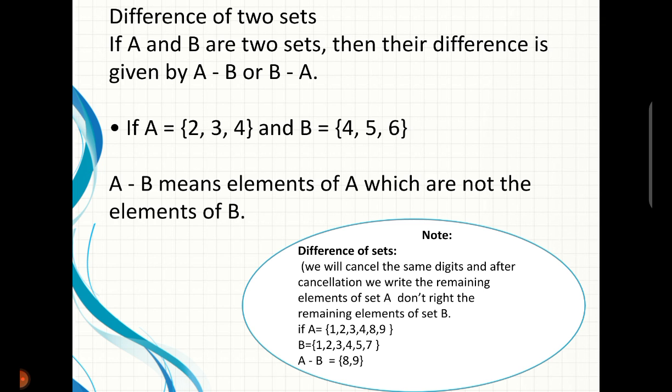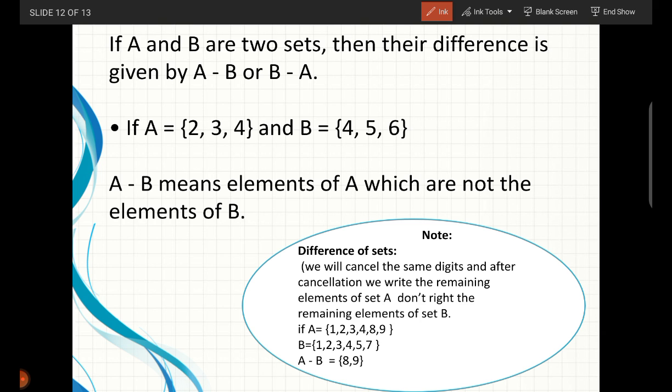Now we have one example. If A is equal to 2 3 4 and B is equal to 4 5 6. When you have to find the difference of two sets, you have to cancel the same digit, and after cancellation we write the remaining elements of set A. If you are finding A difference B, you cancel the same digits, and after cancellation you write the remaining elements of set A.